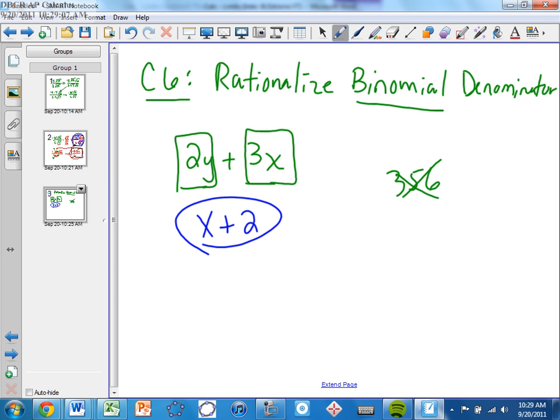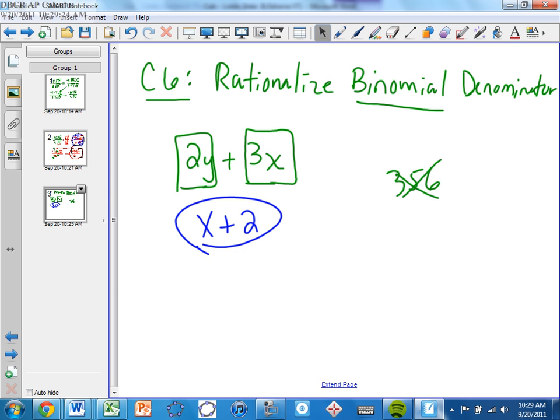But we're going to be working with stuff that you cannot combine. So a trinomial would be like x plus y plus 2, or x squared plus 2x plus 7, because you can't combine those either, right? As long as you can't combine those terms, they each exist as their own term.